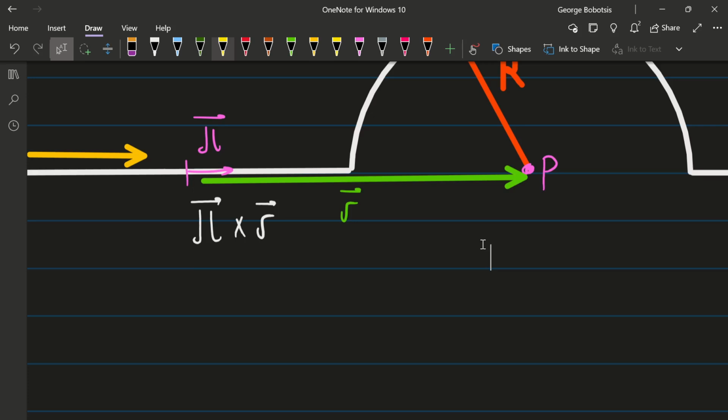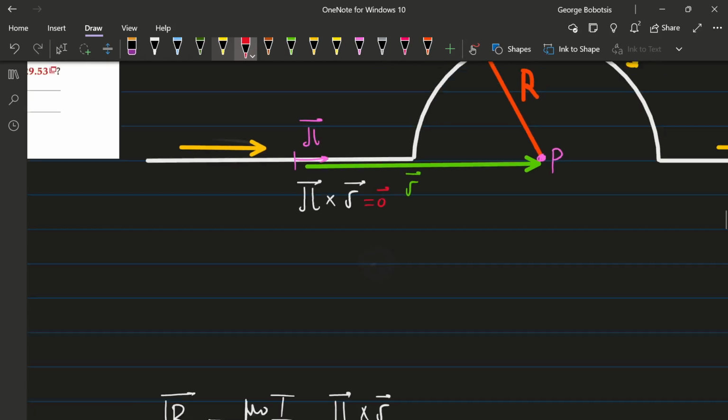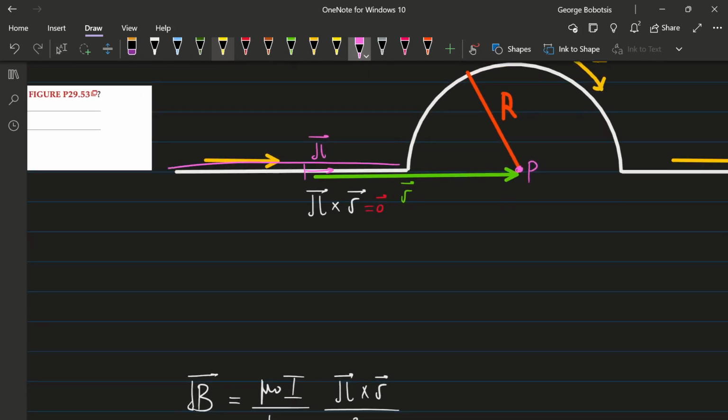They're parallel, so they should give 0. That's right, Jeffrey. So it was Jeffrey that spoke, right? I didn't hear very well. Yeah. Okay. So this cross product is 0, done. You don't need to talk about this at all. It's done. It's over. No magnetic field contribution from any point along this. Nothing.